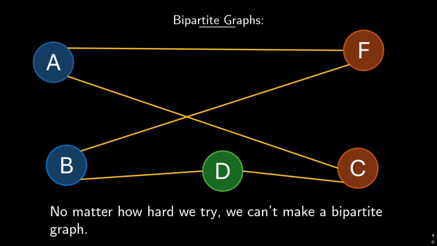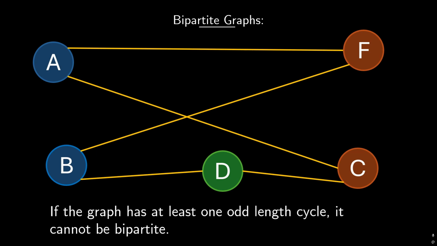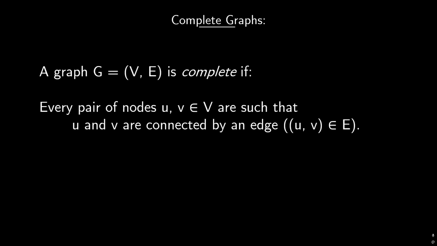So why is this the case? Here's the intuition. No matter how hard we try, we can't make a bipartite graph if it has at least one odd length cycle. So I'm going to say that again: if the graph has at least one odd length cycle, it cannot be bipartite, right? So this graph, if you realize, is a cycle of length 5. It has 5 nodes in it, so it's odd length, okay? And because of that reason, it can't be bipartite. Okay, so that was bipartite graphs.